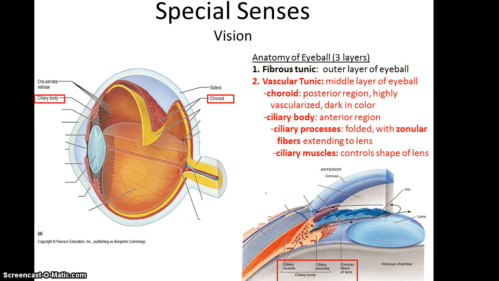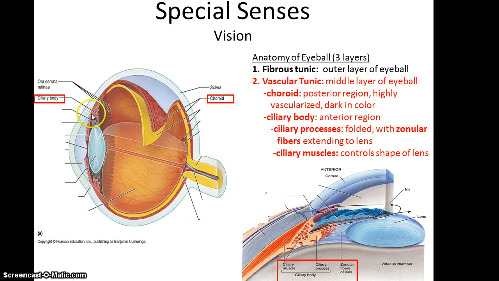Then you have the second layer. The second layer is called the vascular tunic, and it is composed of a few different structures. You've got the choroid. The choroid is basically this dark reddish sort of structure. That's sort of the middle layer of the back of the eye, and it is highly vascularized, so it carries a lot of blood vessels to nourish the eyeball.